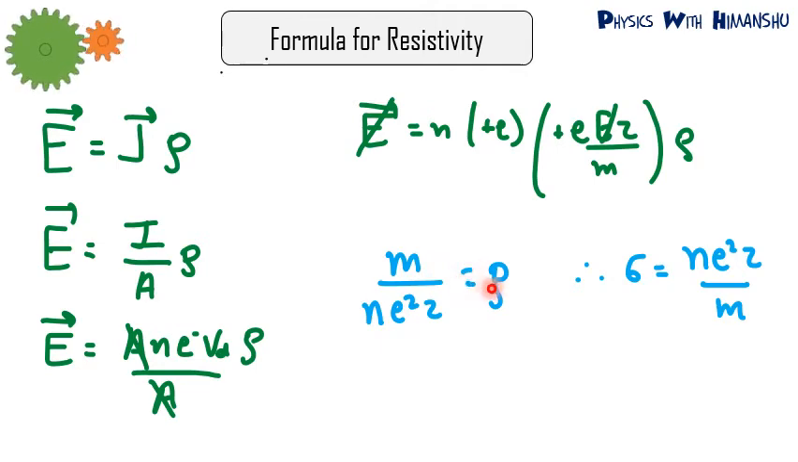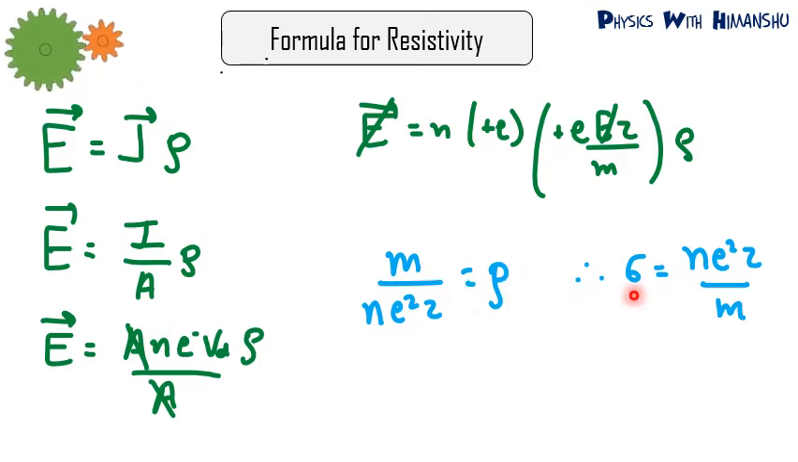Similarly, resistivity is inversely proportional to number of electrons per unit volume. See, if n is higher, it means number of electrons are more. So if n is higher, then resistivity will be less. Similarly, it will also depend on tau. The more the value of tau, it means the relaxation time is much more, it means electrons are moving more freely, it means there are lesser number of collisions. So if there are lesser number of collisions, then resistivity will be less. So if tau is more, then resistivity will be less.